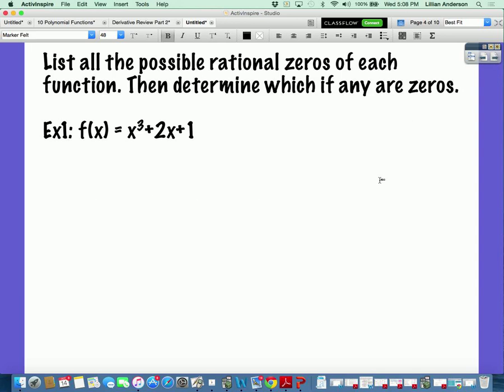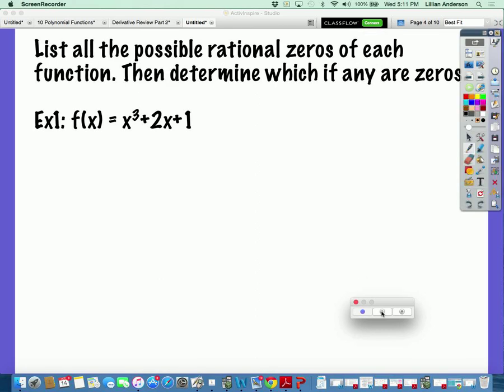So we're going to start, and we're going to list all the possible rational zeros of each function, and then we're going to determine which, if any, are zeros, because there may be the possibility that you find your list of possible rational zeros and none of them are zeros of our polynomial function, which will mean that we're either going to have complex zeros, such as imaginary ones, or ones that have a square root or something like that, okay?